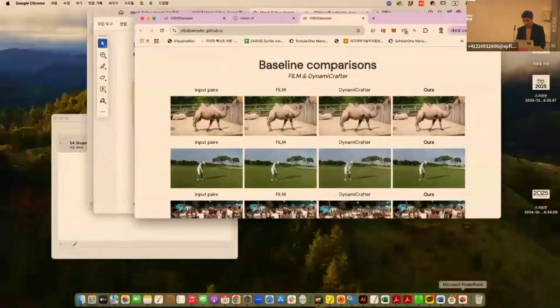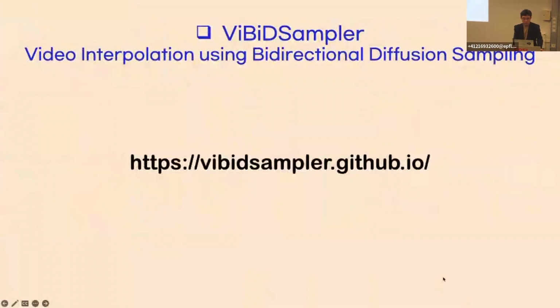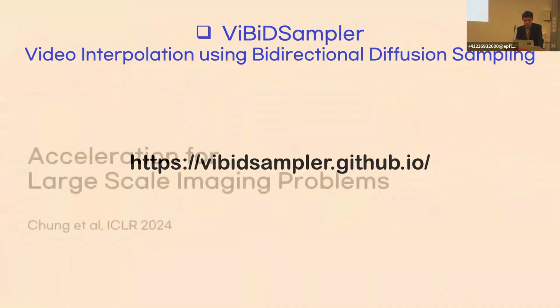Okay, now let's go back to my slide. So that means understanding and maintaining the correct manifold is critical not only for imaging, but for videos as well.